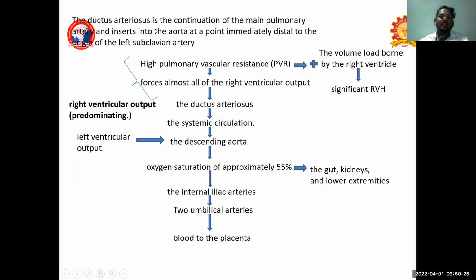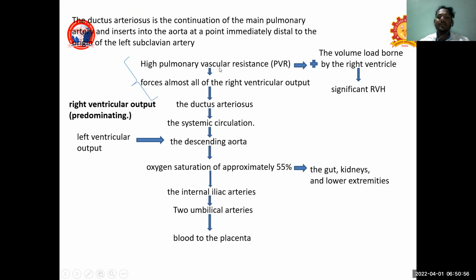So, the ductus arteriosus is the continuum of main pulmonary artery and inserts into the aorta at a point immediately distal to the origin of left subclavian artery. High pulmonary vascular resistance along with the volume load borne by the right ventricle will produce significant RVH.